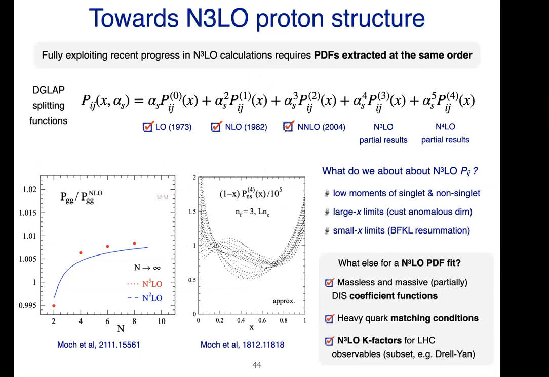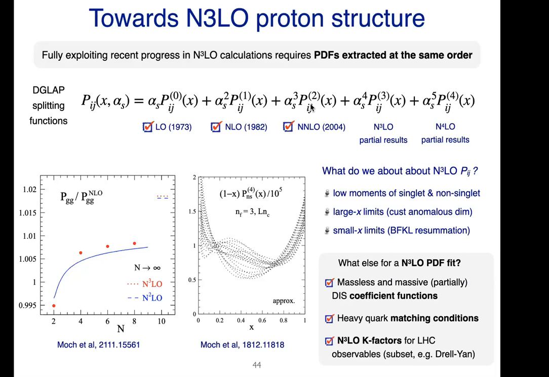And for this, we need several results. First of all, you need the DGLAP splitting functions. Remember, we said that the PDFs evolve with the scale following this DGLAP evolution kernel. The leading order was computed a long time ago, almost 50 years ago. And then you have the second order, 40 years ago.